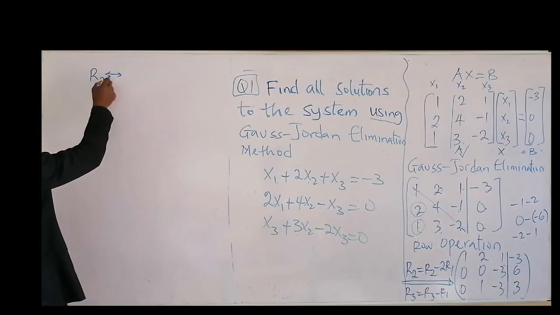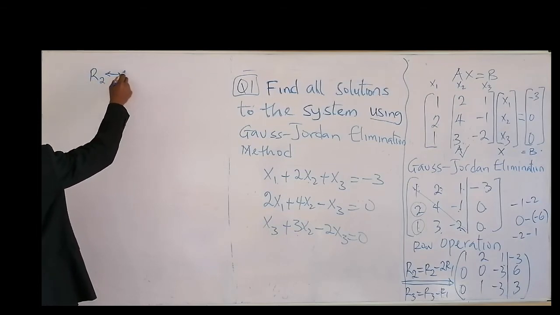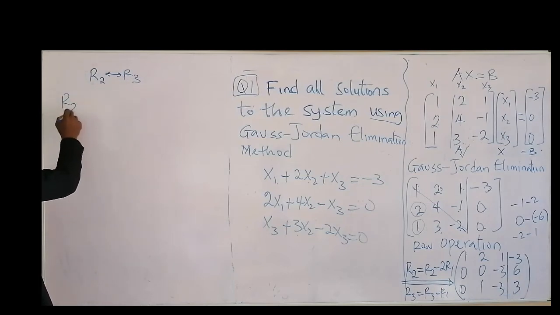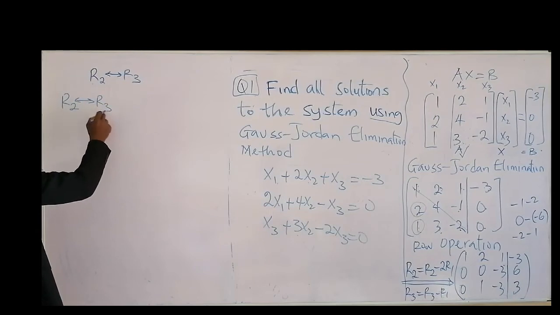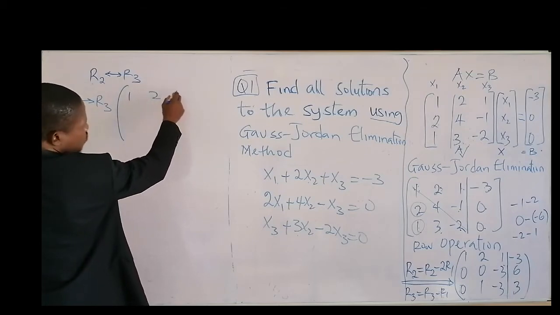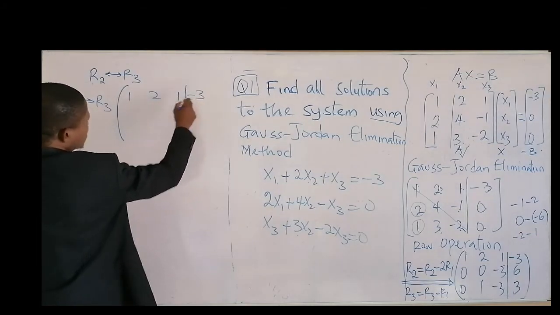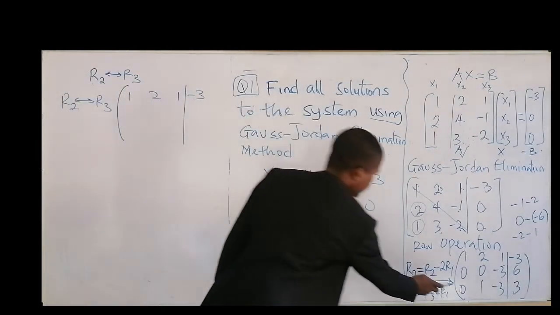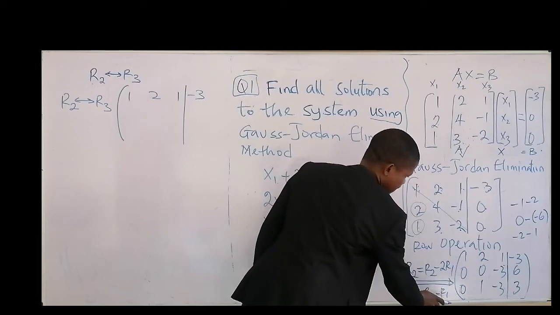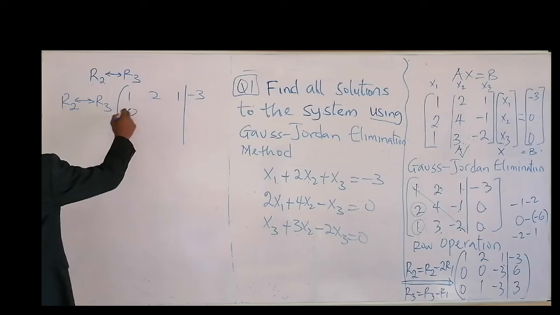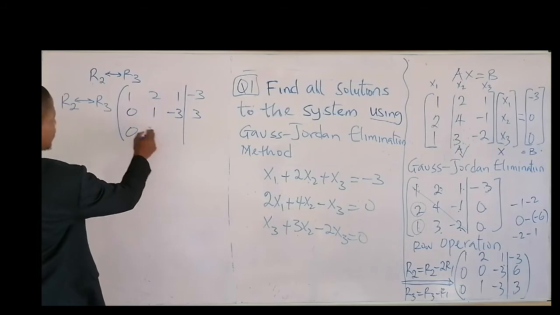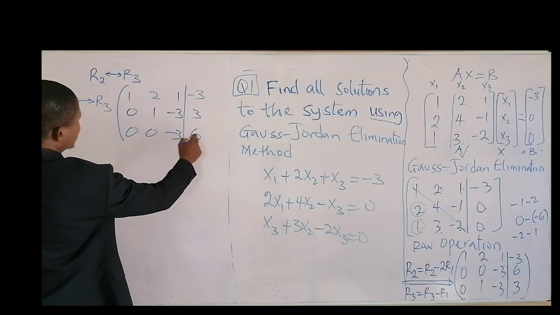This is the sign for swapping. You can interchange row 2 and row 3, and I'll tell you why. Interchange row 2 and row 3. So that will be 1, 2, 1, minus 3. I'm moving the third row to the second row, and the second row to the third row. That will be 0, 1, minus 3, 3. And this will be 0, 0, minus 3, 6.